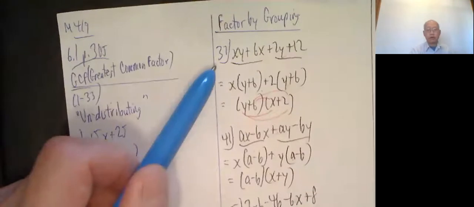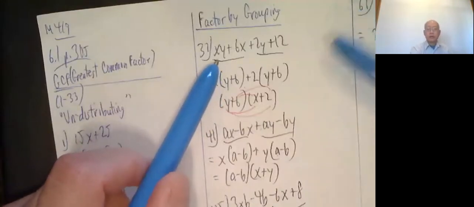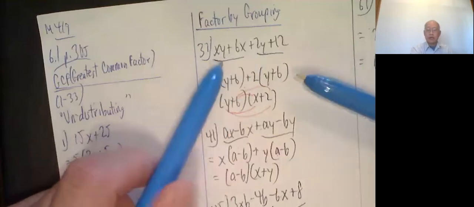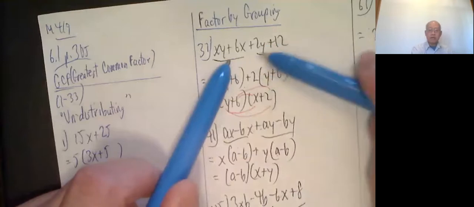Okay, then we have some problems involving factoring by grouping. It will give us 4 terms. And so how do I do all 4 of them? There's no greatest common factor. We do them pairwise. So I take this pair, I take this pair.